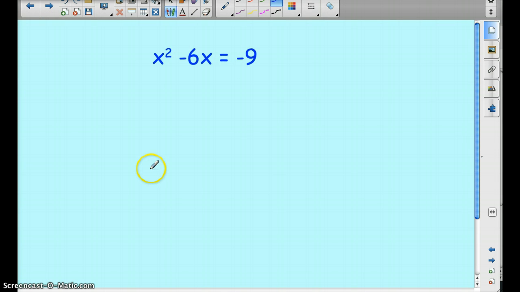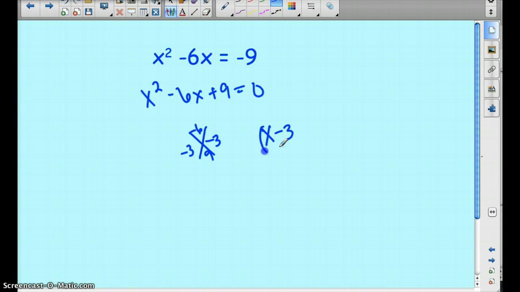Okay, here's another one. Again, set equal to 0. So we have x squared minus 6x plus 9 equals 0. So what two values, when you multiply them, you get positive 9, and when you add them together, you get negative 6? Right, negative 3 and negative 3. So we have x minus 3, and actually we have two of those, so we can write it as squared. So we know that we're just going to have one answer for this one, and it's going to be x equals 3.